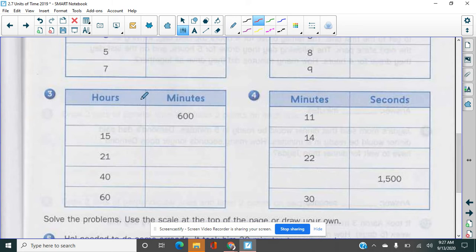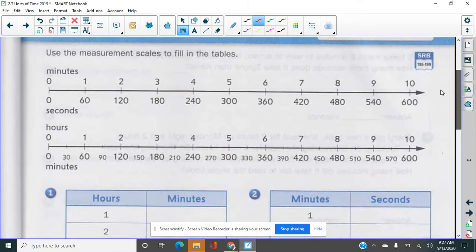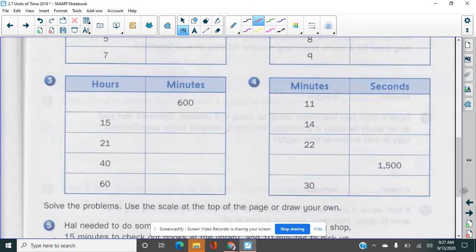Okay, hours and minutes. So first one I'm going to look at is this one, 600 minutes. 600 minutes, that's on the chart right here. It's right here. And so that would equal 10 hours. So I'm going to write 10 right here.